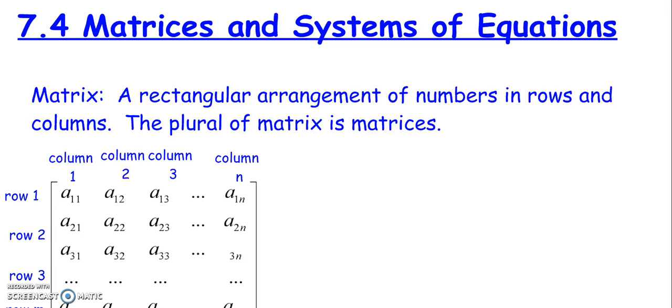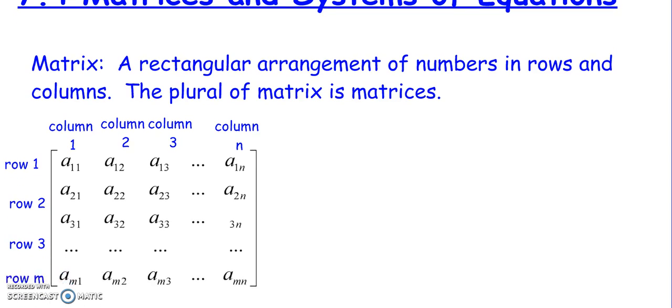Alright, so here we are at section 7.4, matrices and systems of equations. And I told you at the beginning of this chapter, the title of this chapter is Linear Systems and Matrices. And we haven't even started talking about a matrix yet, and we are almost halfway through the chapter. Here we start seeing what a matrix is.